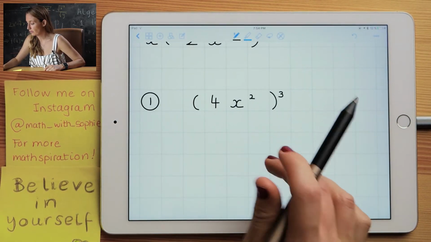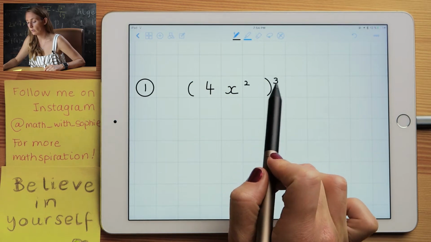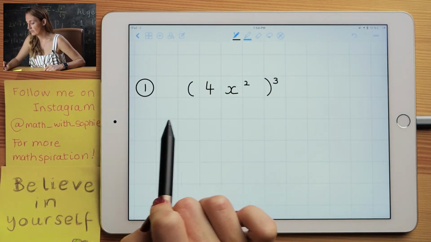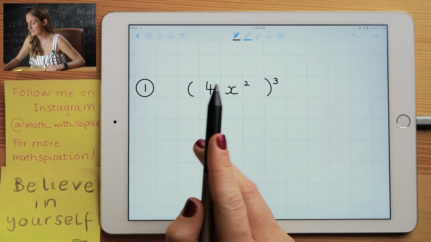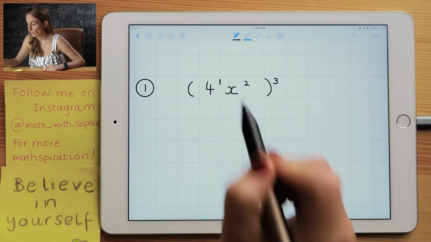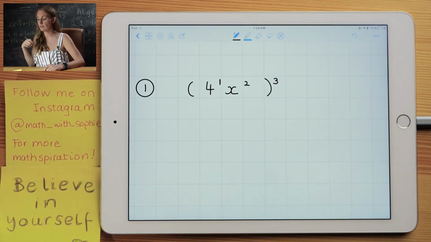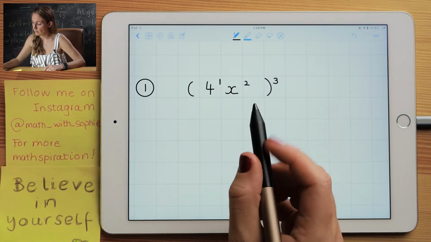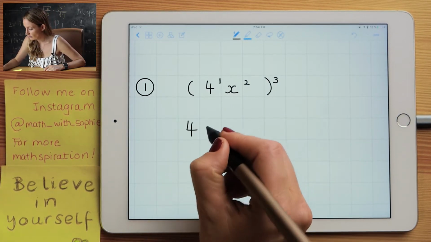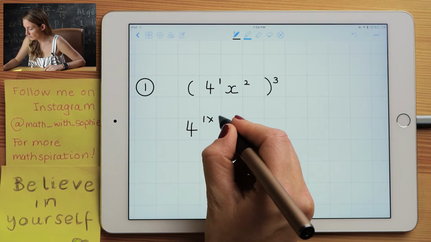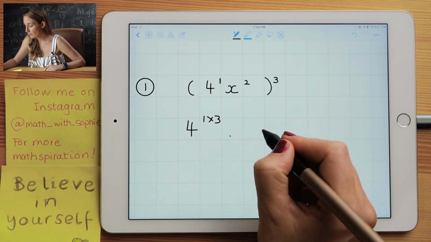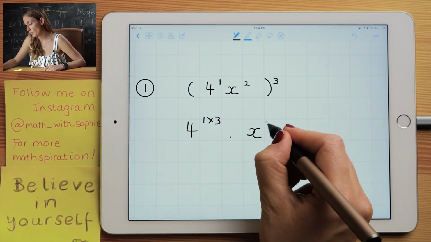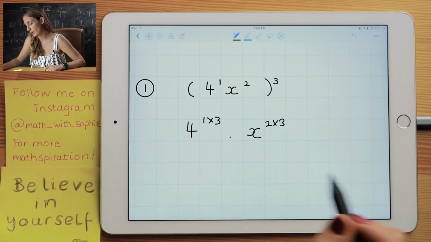put the power 3 from the bracket only on the x. The first thing I want you to do is remember 4 is the same as 4 power 1. So you can put that little 1 in there to remind yourself. With brackets, you need to multiply the powers. So in this case, I want to do 1 times 3. But I also want to do x squared times 3.